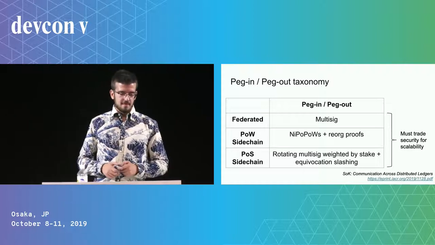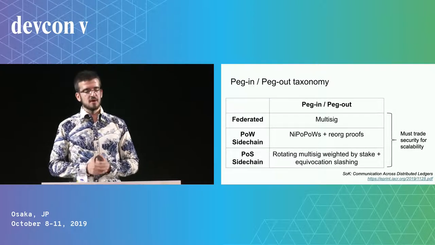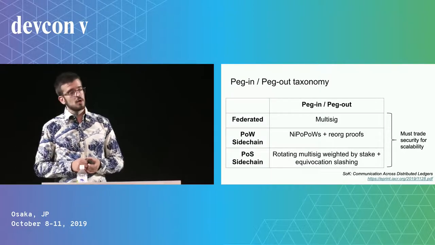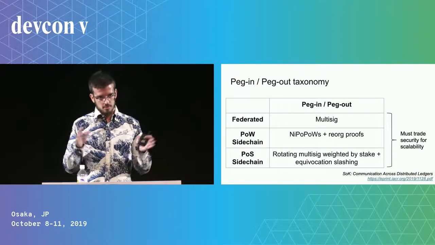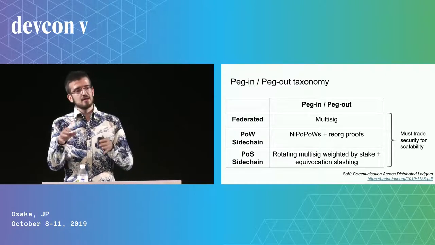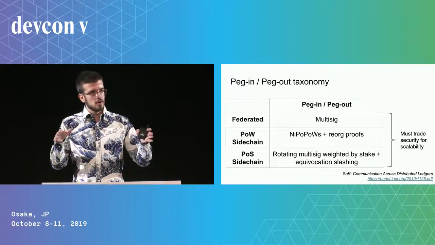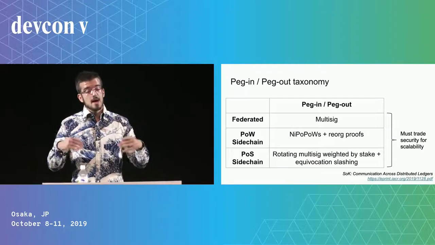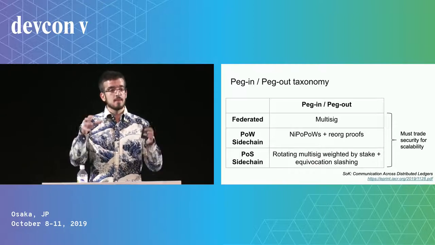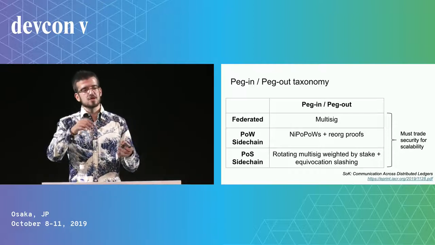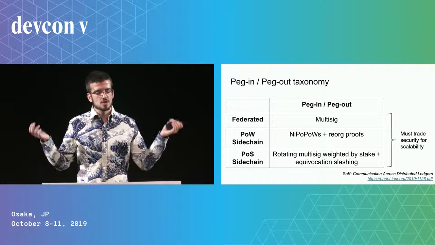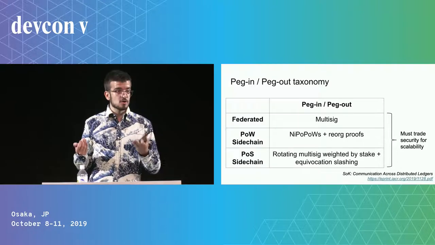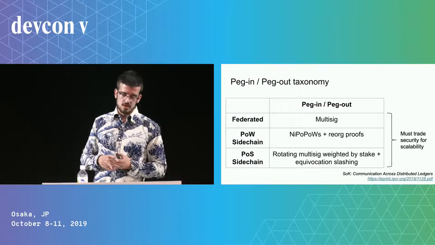The current taxonomy that we have for sidechains means that we have the federated sidechain, which is the multisig a la Liquid. The proof-of-work sidechain, which uses NIPoPoWs for logarithmic SPV proofs, and some reorganization proofs, because as we all know, I hope, when you have a proof-of-work chain that forks, you want to be able to punish for that fork. And you have proof-of-stake sidechains, where you have basically a multisig which gets rotated each time the stake changes during elections, and you also add some equivocation handling. And the thing is that you always trade security for scalability if you want to use it that way.